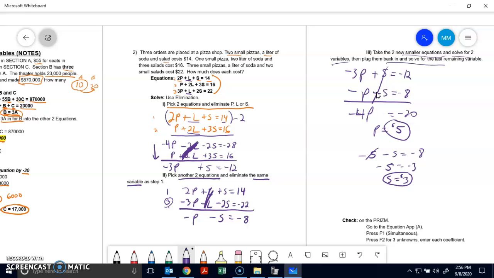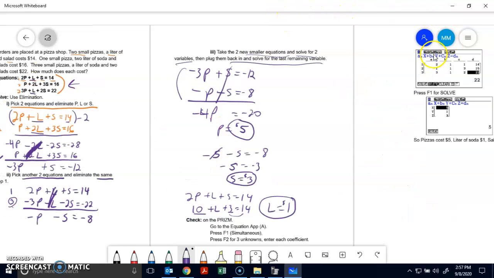Then if I come all the way back and I have to fill this in, it says plug it back in and solve for the last variable. So I got p and s from these two equations. But I have to come back up to one of these equations up here. So I'm just going to pull that first one, 2p plus L plus s equals 14. 2p, so the peaches cost $5, so that's 2 times 5 or 10. I don't know how much soda costs, but I know a salad costs 3. And now I'm going to solve. 10 plus 3 is 13. When you subtract 13 over, 14 minus 13 means that the soda, a liter of soda, costs $1.